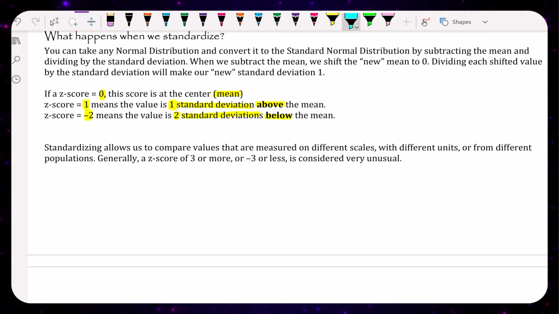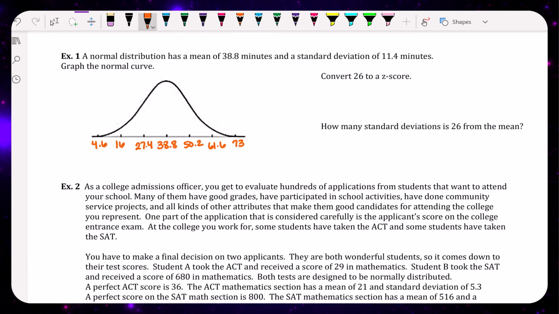And then one last tidbit of information before we do some practice problems. Generally, a z-score of 3 or greater or -3 or less is considered to be very unusual. The reason is that less than 1% of your data is going to be hanging out in that zone. So if you have a z-score less than -3 or greater than +3, it's really special. It's very, very rare and very unusual data.